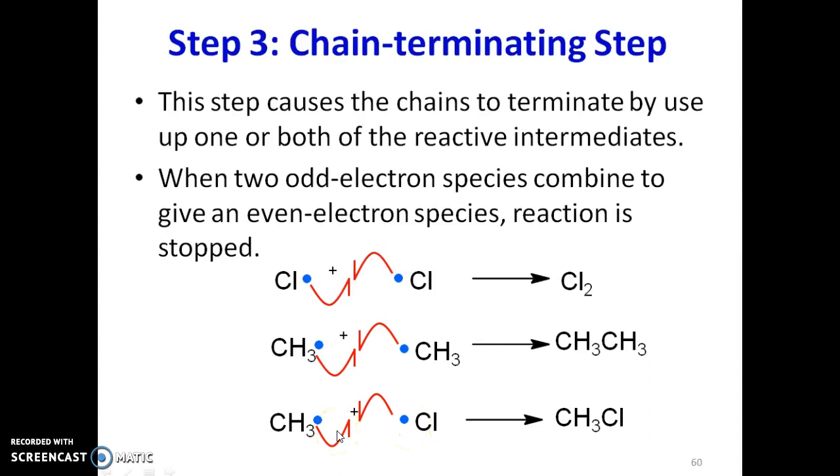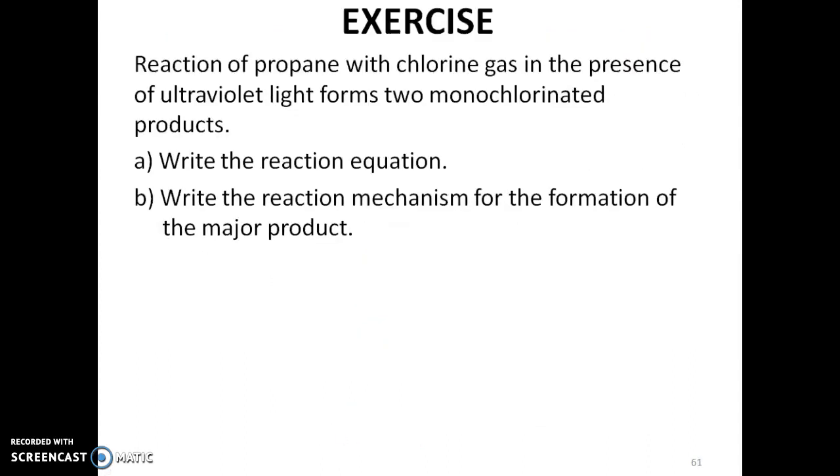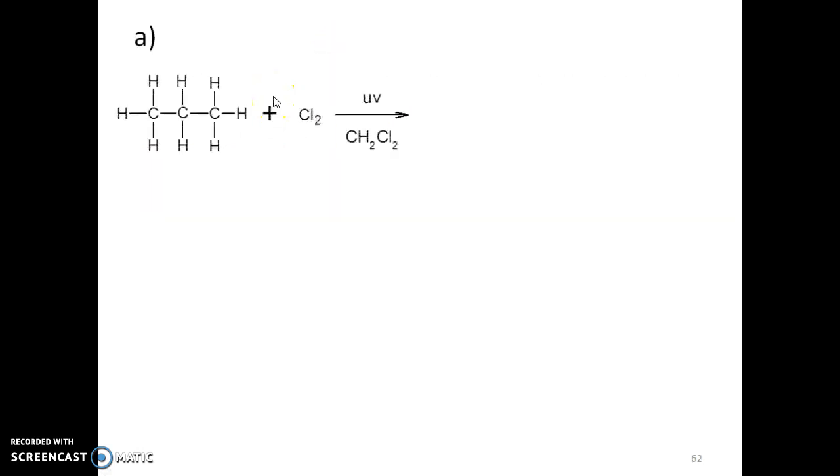Okay, so as an example, you can use this exercise, which is the reaction of propane with chlorine gas in the presence of ultraviolet light to form two monochlorinated products. Okay, so I show the right reaction equation. So let's say propane means that we have 3 carbons. So this one is propane. When it reacts with the halogen, which in this case is chlorine, Cl2, in the inert solvent CH2Cl2 with the presence of UV.